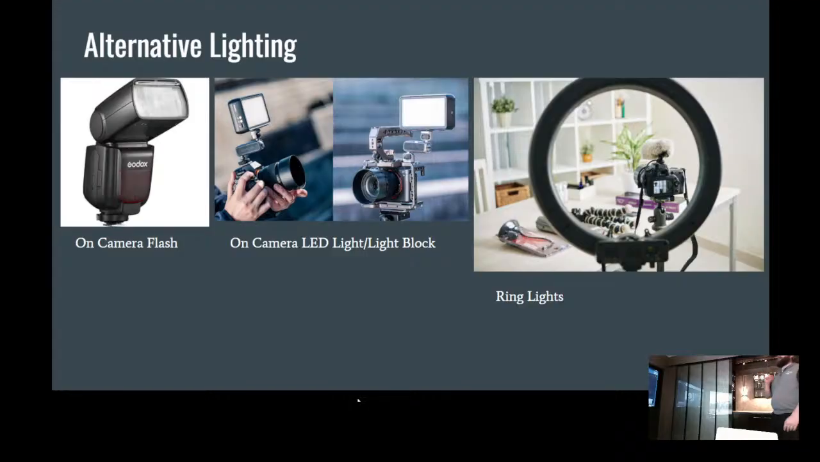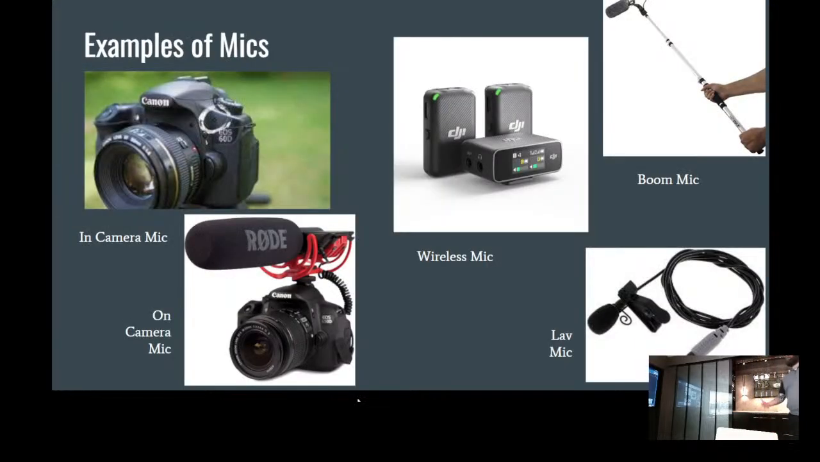Alternative lights. You have on-camera flashes, on-camera LED lights and light blocks. You also can use a ring light. Those are popular methods for photography that give lighting and a little bit more color to the photo you're trying to take. Microphones, in-camera mics, on-camera mics, wireless mics, boom mics, and lav mics are all great options too for getting sound.